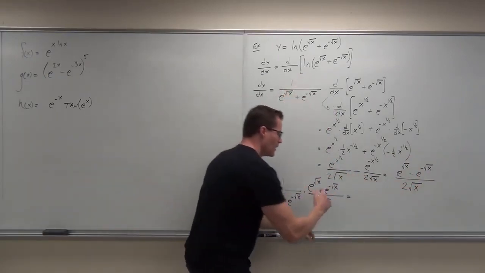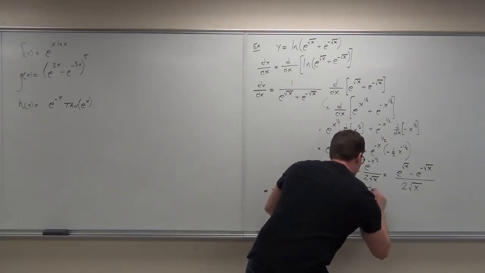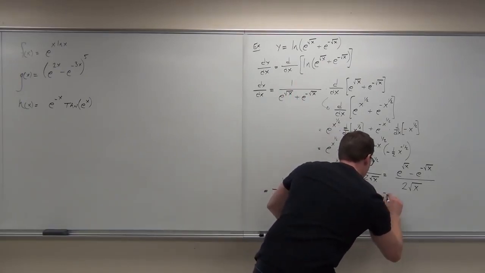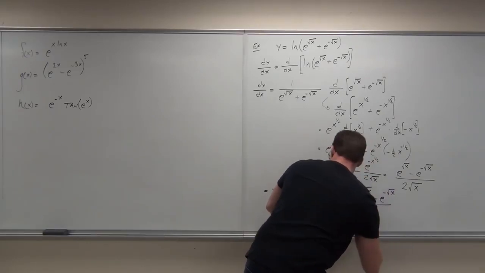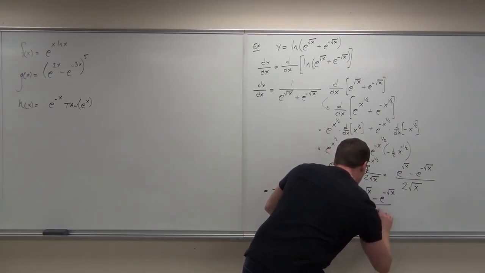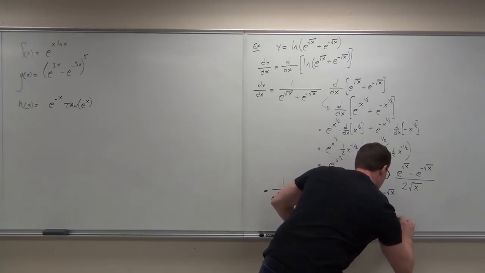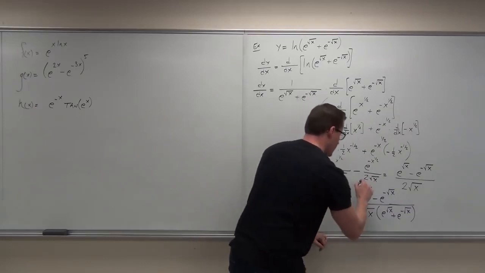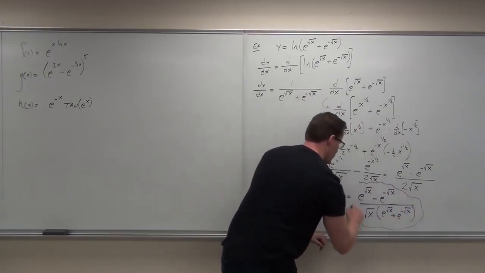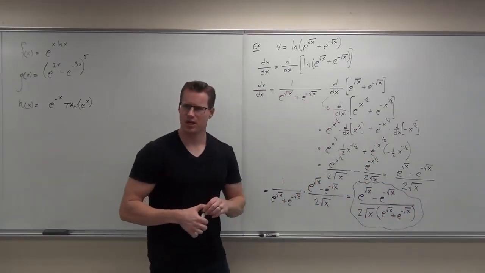So now we're going to put together what we end with: e to the square root of x minus e to the negative square root of x, all over 2 square root x times (e to the square root x plus e to the negative square root x). It looks bad, but that's our answer. Do you see where all the pieces are coming from?